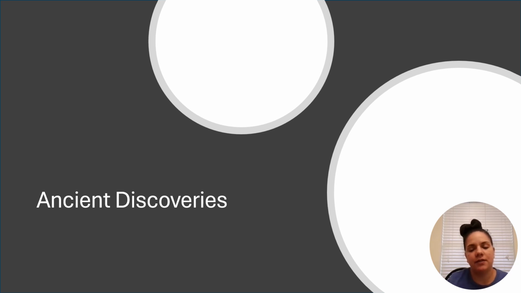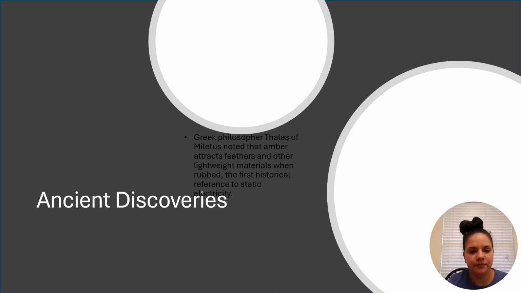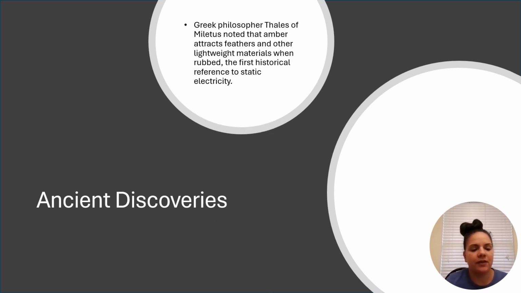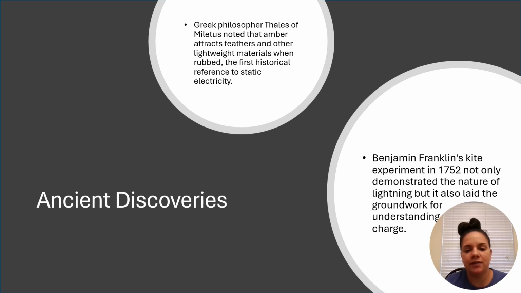Ancient discoveries of static electricity. Greek philosopher Thales of Miletus noted that amber attracts feathers and other lightweight materials when rubbed, the first historical reference to static electricity. Benjamin Franklin's kite experiment in 1752 not only demonstrated the nature of lightning, but it also laid the groundwork for understanding electrical charge.